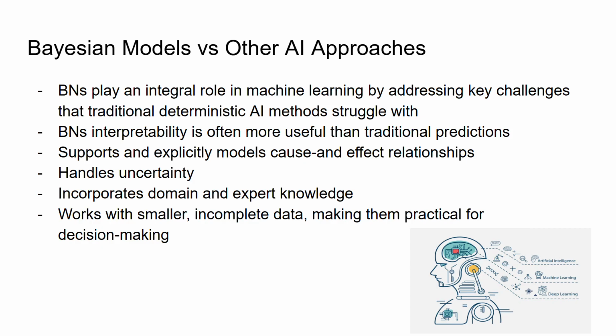Many AI approaches rely on vast datasets to process the data, whereas Bayesian networks can work with small, incomplete data, making them practical for complex clinical decision-making processes where data may not be readily available.